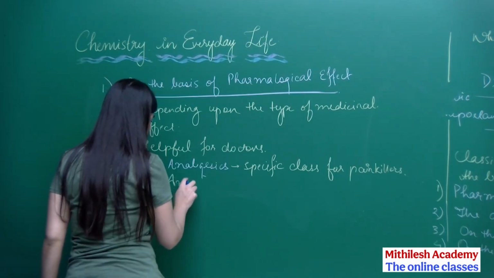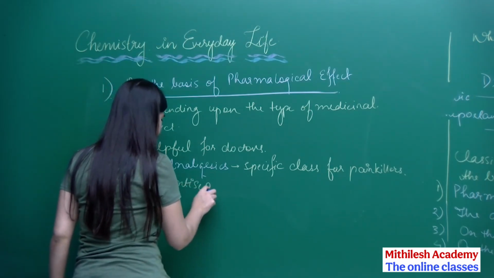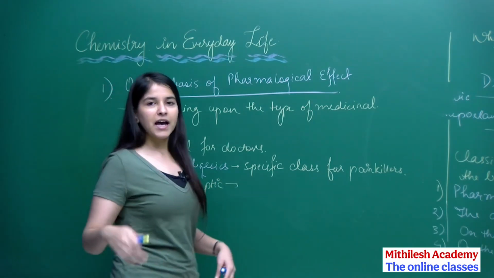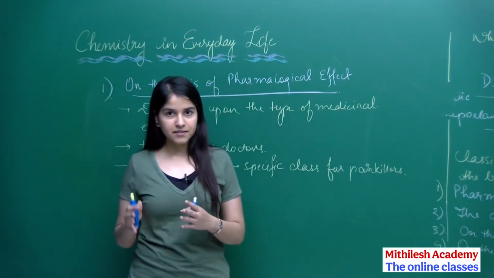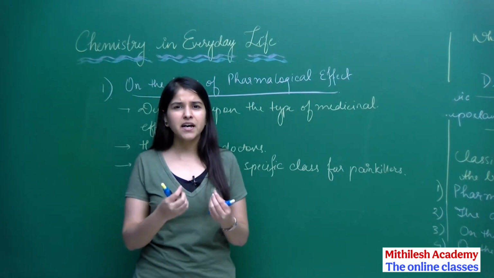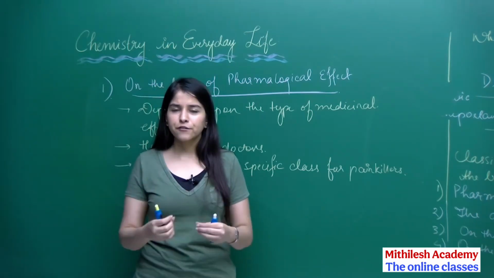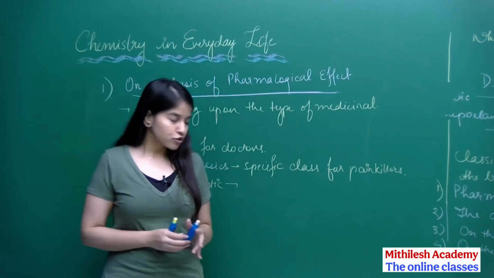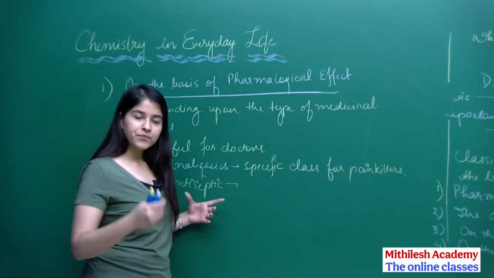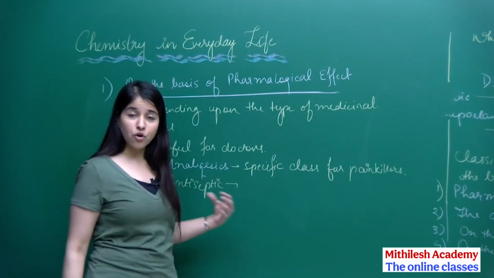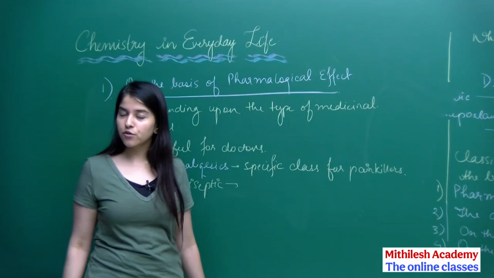Another is antiseptic. Now what is antiseptic? Very easy. Actually, it kills the microorganisms, the bacteria, if they are producing an infection in our body. So what does antiseptic do? It cures that condition, it kills the microorganism, or it can arrest their growth.